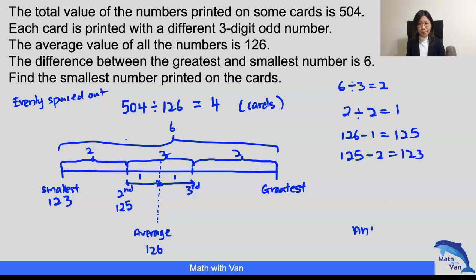So with that, I want to ask the next thing. The next question is, if the numbers, all the odd numbers, are not evenly spaced out, can I use this approach? What is your answer? So remember, do not memorize.